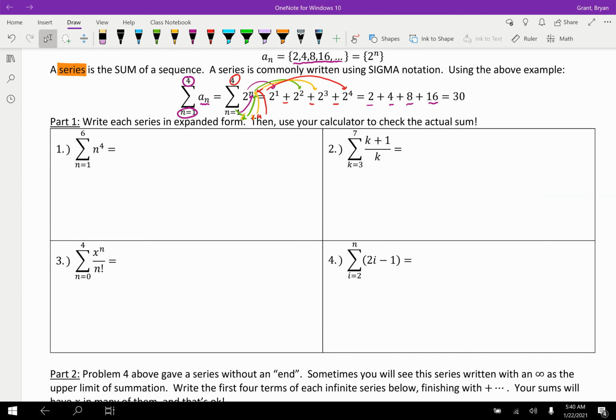Your goal is to write each series in expanded form, which means writing it out like so, and then use your calculator to check the sum. As a heads up, I won't be using my calculator to check the sum, but you guys definitely should, and as always, please let me know if I made any mistakes. So, first 4 of these, ready, set, go.